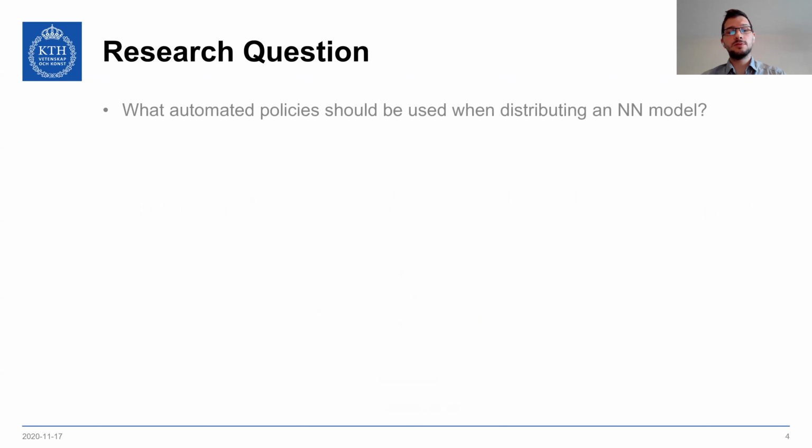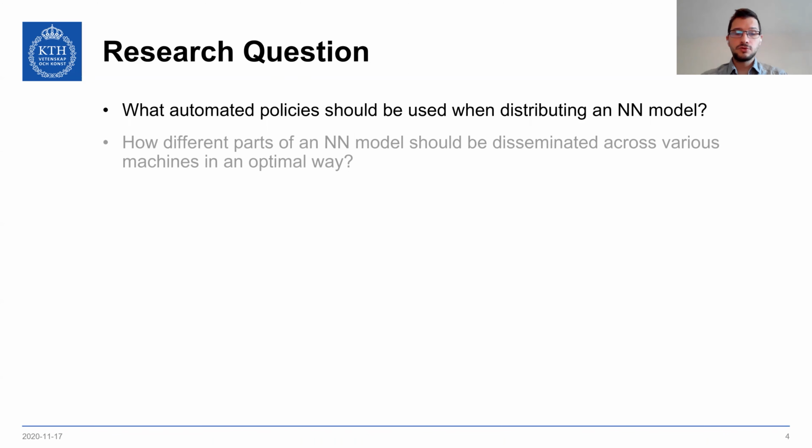So, how do we automate the process of device placement in model parallelization? More concretely, we're trying to understand how the different parts of a model should be distributed in such a way that the runtime of the distributed model is minimized. This is what we call the device placement problem.